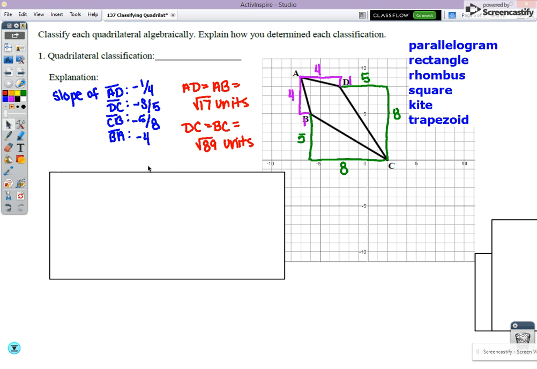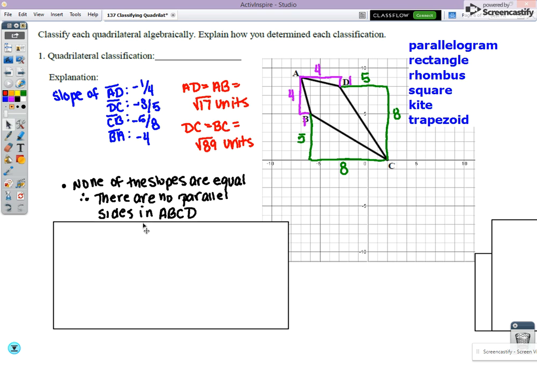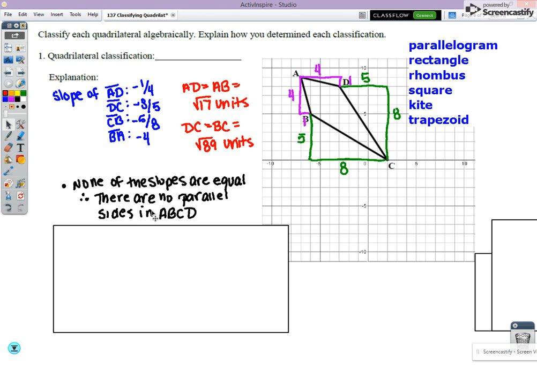I'm a bulleter. I like to just bullet my thoughts and do my mental checklist at the same time. The first thing I noticed from these slopes is that I don't see any parallel lines. None of those slopes are equal, meaning there are no parallel sides in ABCD. Well, if there are no parallel sides, I can already cross off the majority of these options. It is not a parallelogram, or a rectangle, or a rhombus, or a square, or a trapezoid. Now, that doesn't mean it's a kite. It could just be some generic quadrilateral. So we can't stop, but kite's really my only option left.